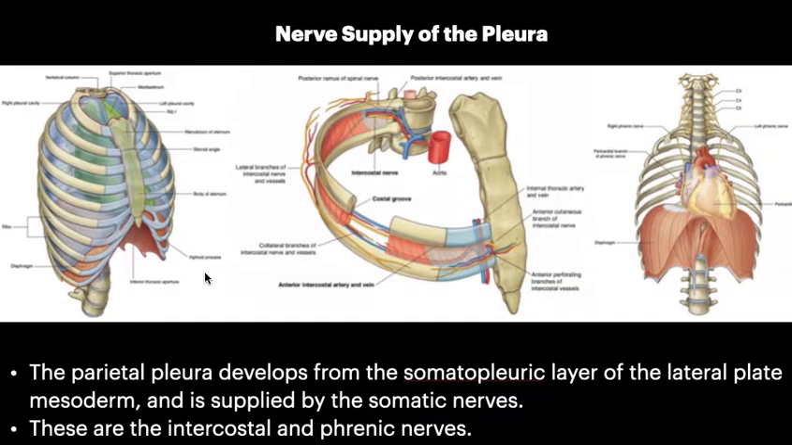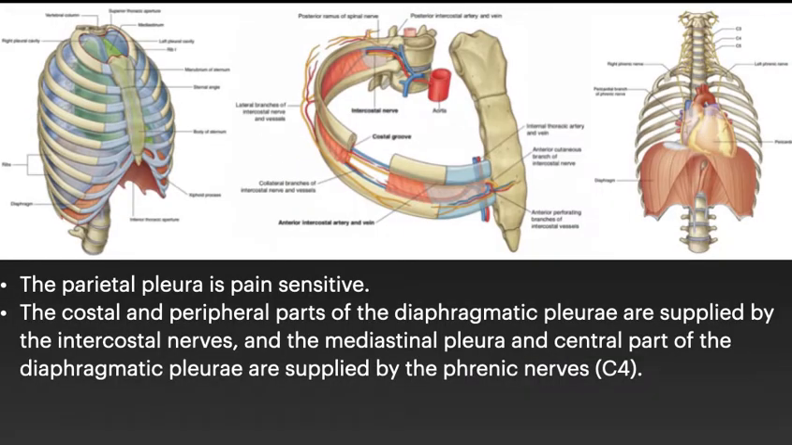Nerve supply of the pleura. The parietal pleura develops from the somatopleuric layer of the lateral plate mesoderm and is supplied by the somatic nerves, which are the intercostal and the phrenic nerves. Therefore, it makes the parietal pleura pain sensitive. The costal and the peripheral parts of the diaphragmatic pleura are supplied by the intercostal nerves, and the mediastinal pleura and the central part of the diaphragmatic pleura are supplied by the phrenic nerves.